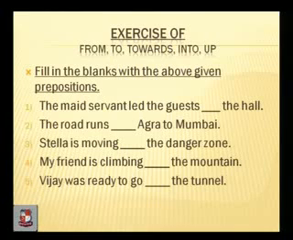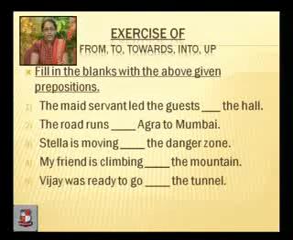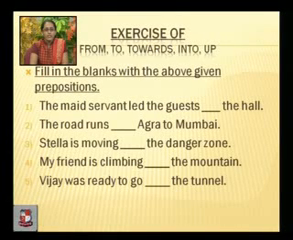Exercise: from, to, towards, into and up. Fill in the blanks with the above given prepositions, which are from, to, towards, into and up. The maid servant led the guest towards the hall. The road runs from Agra to Mumbai. First sentence: The maid servant led the guest towards the hall. There is a hall and they led this guest towards the hall, not to the hall.